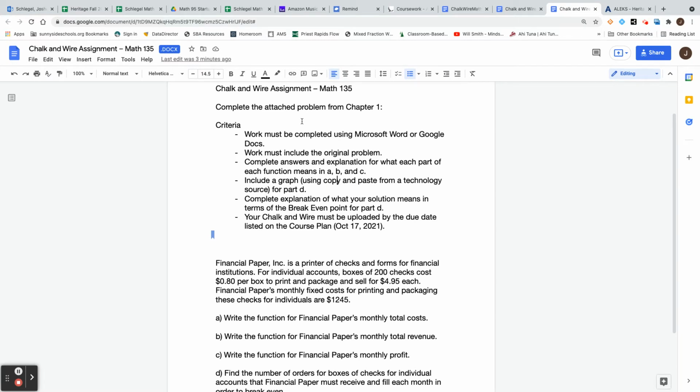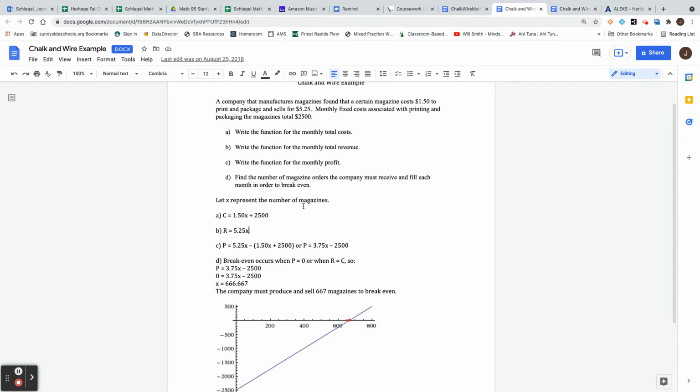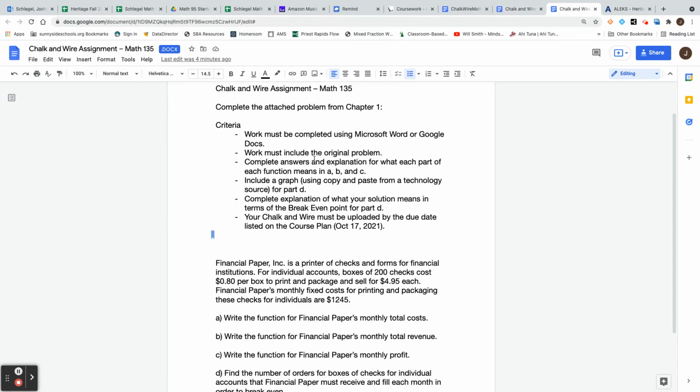So for Chalk and Wire, this is an assignment from Chapter 1. Work must be completed using Microsoft Word or Google Docs, and so you can upload your work to Chalk and Wire. Work must include the original problem, and so you'll see on my worked example that I do have the original problem copied and pasted there. Complete answers and explanations for what each part of each function means in A, B, and C.